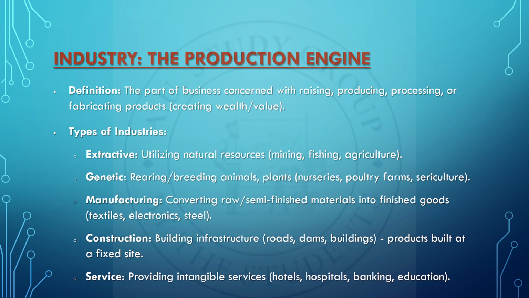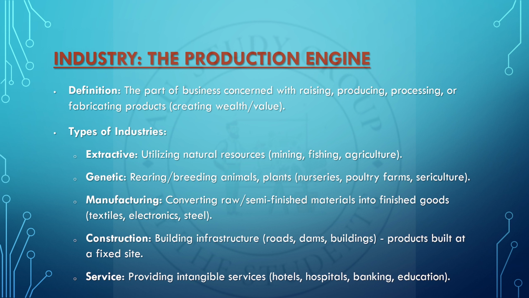Let's recap the types of industry. One is extractive industry, which does extraction. Genetic industry, breeding plants and animals. Manufacturing, converting raw materials into some product. Construction: bridges, roads, houses, etc. Services, which provide intangible services like banking, hotels, education, etc. Understood? This is production industry. This is the production engine.